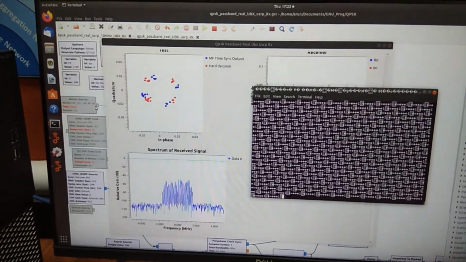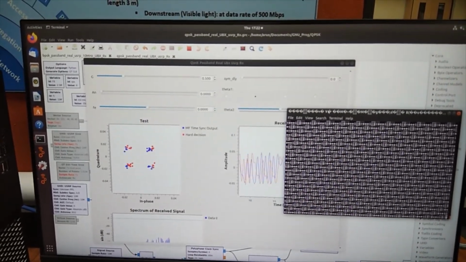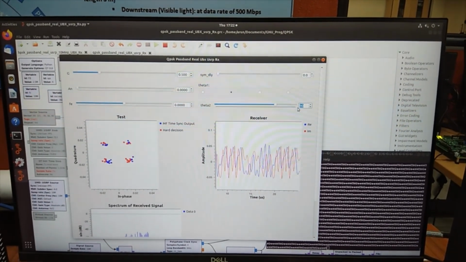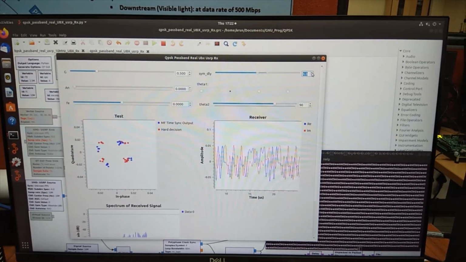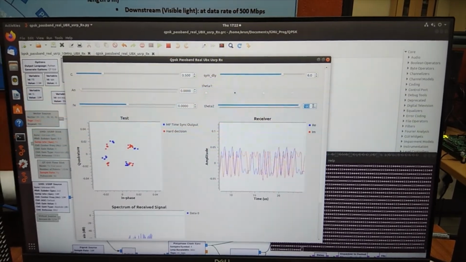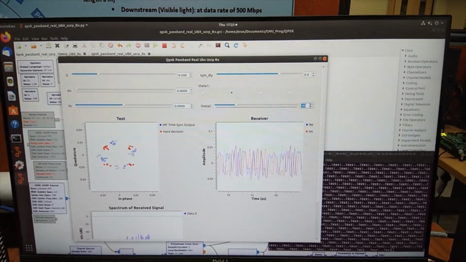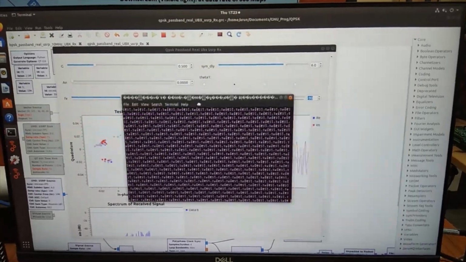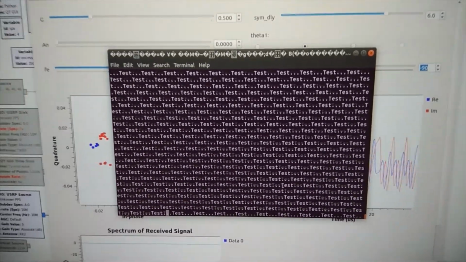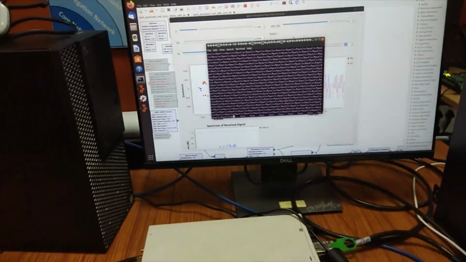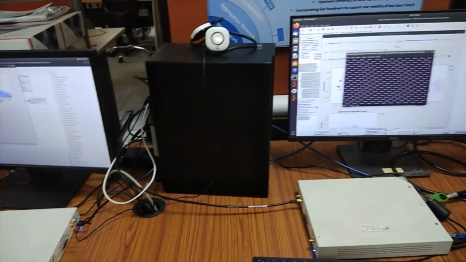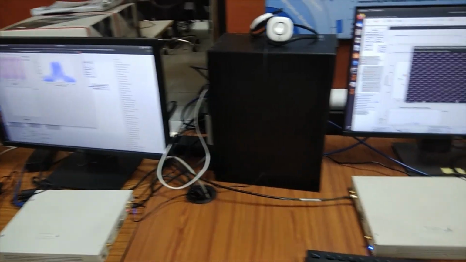Now I'll show you the text. There will be a phase ambiguity of 90 degrees. So now I'll receive the text correctly in the QPSK scheme. In the BPSK modulation, we achieve the data rate up to 2.5 Mbps, and in the QPSK case, the data rate will become double, that is 5 Mbps. Thank you.